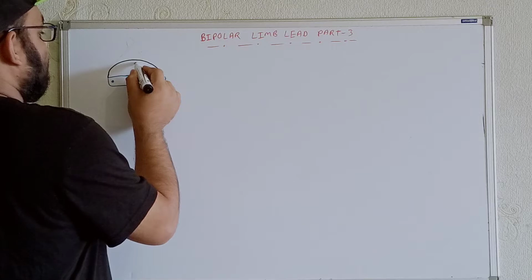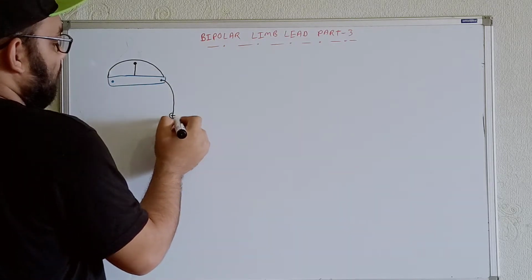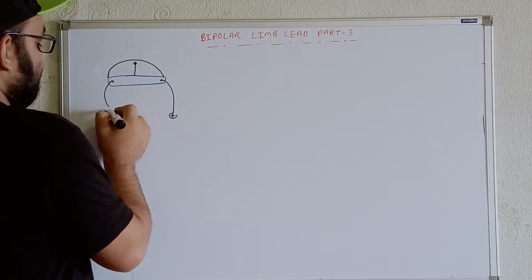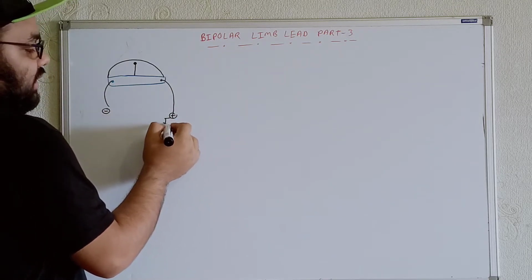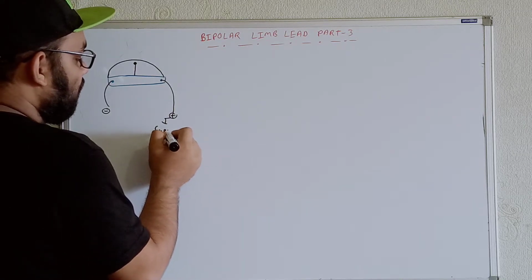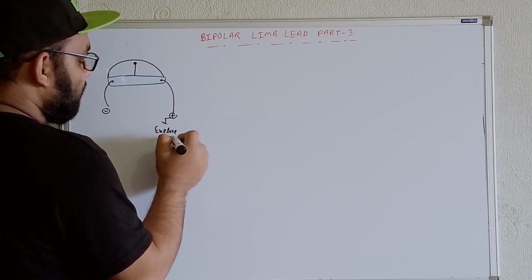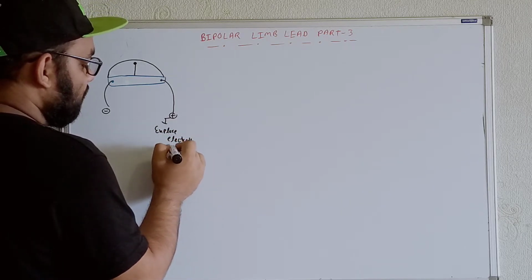Here we will get the needle that will fluctuate, and one electrode will be attached to the positive pole, the other attached to the negative pole. Now this positive electrode is also known as the explore electrode, or it is also known as the reference electrode.